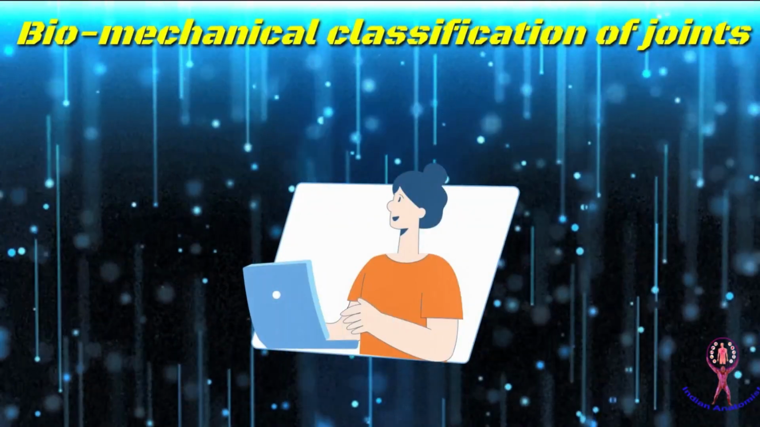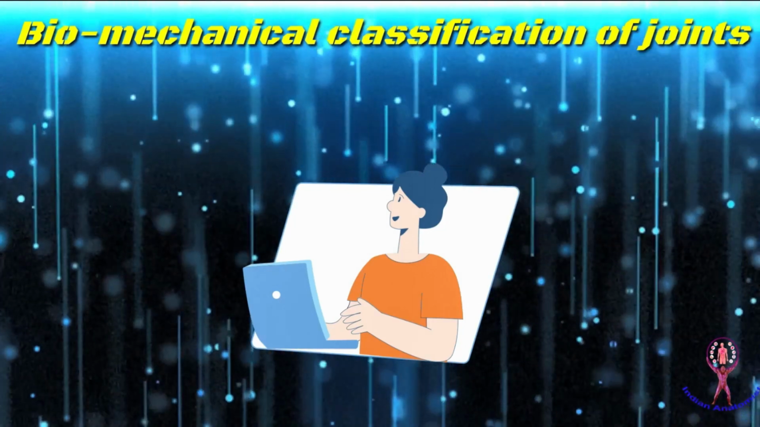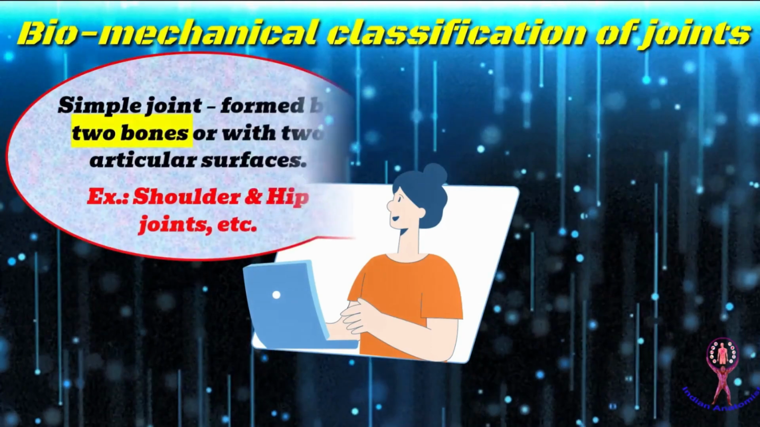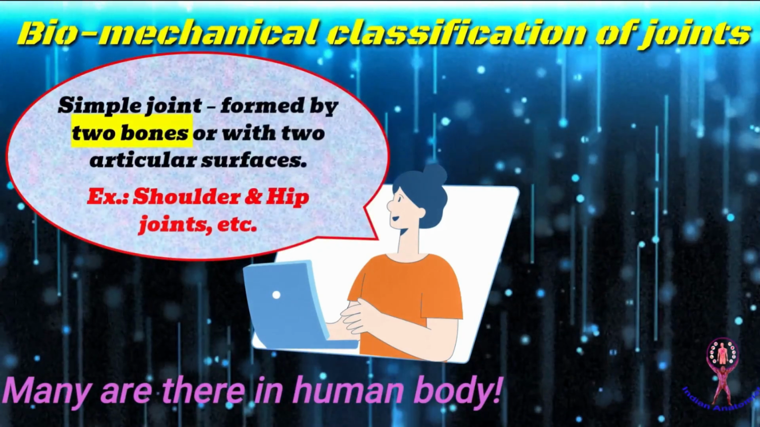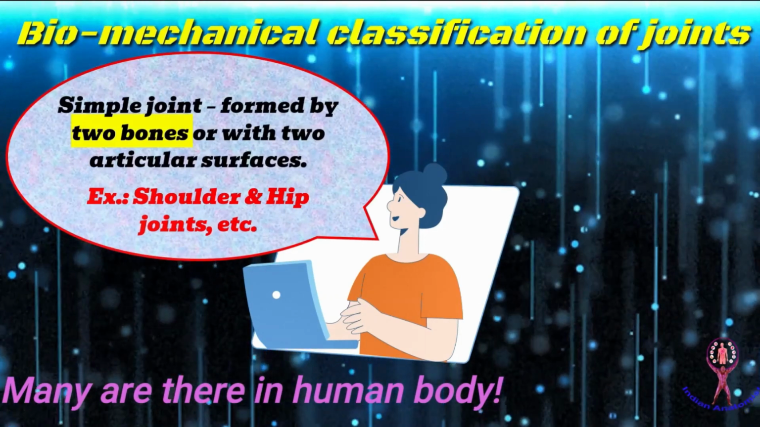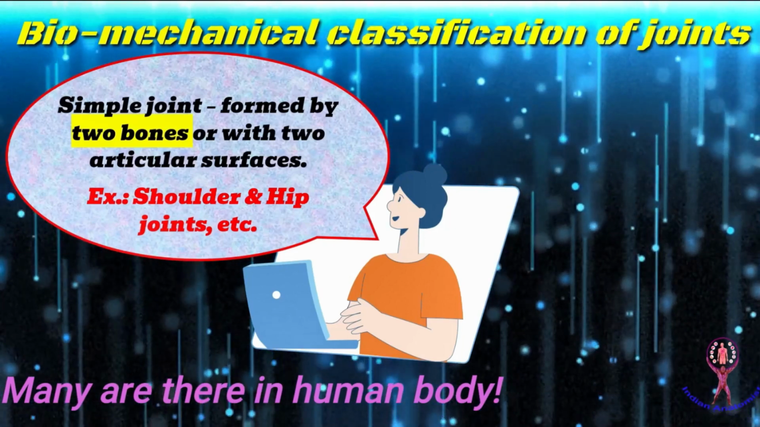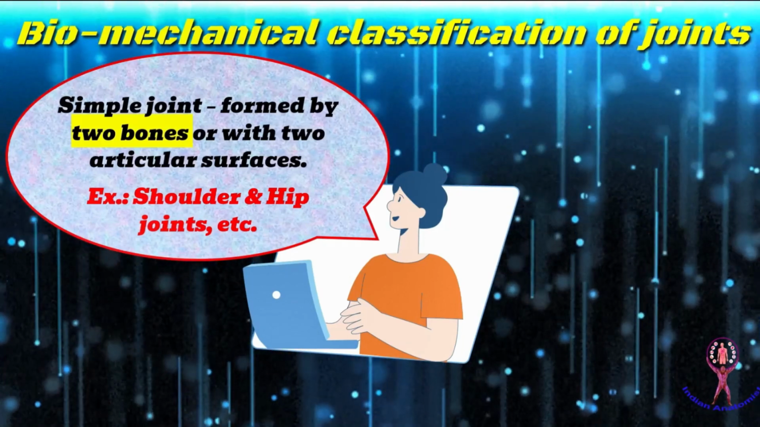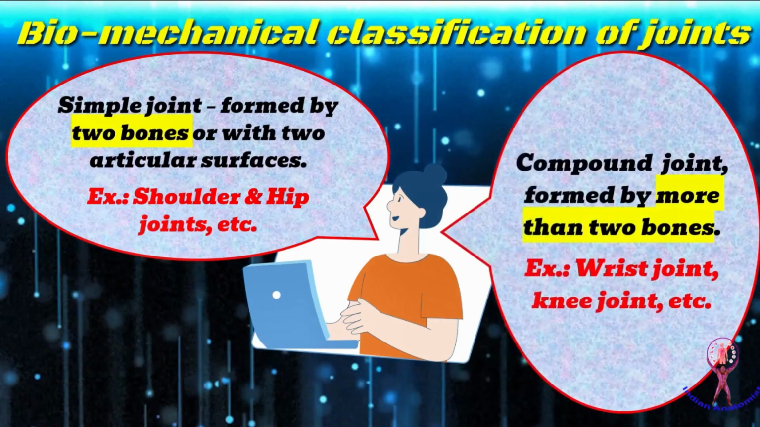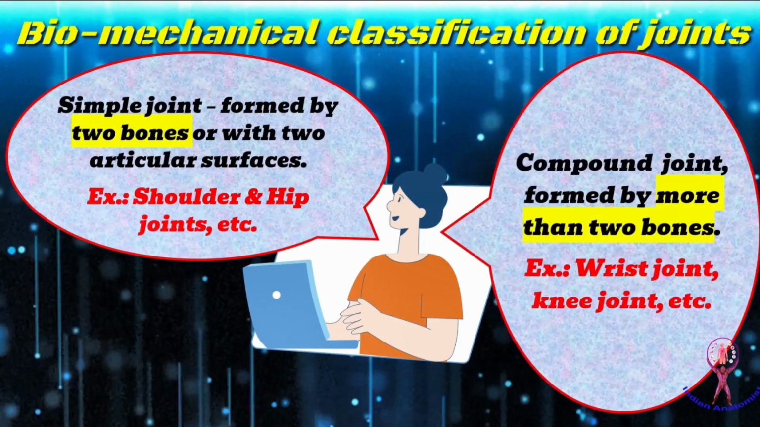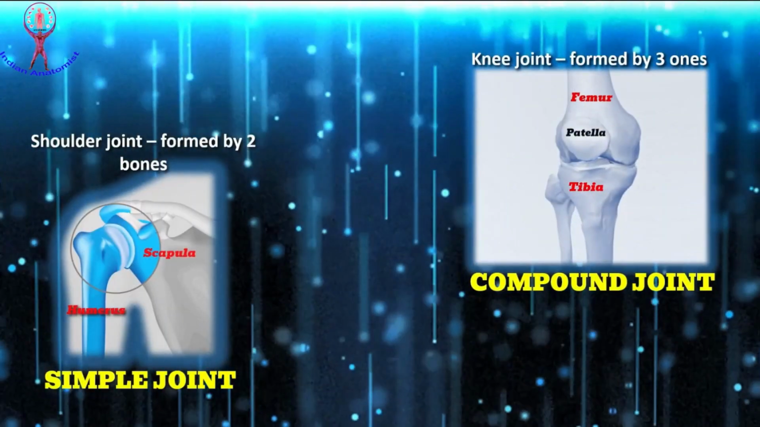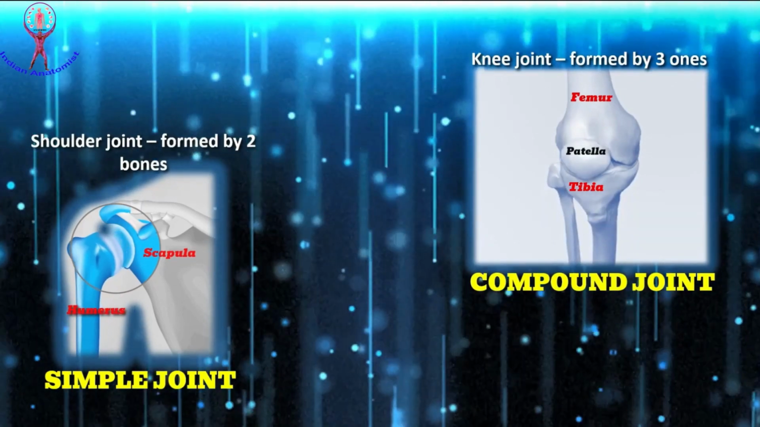The final and third variety of joint type is the biomechanical classification. In this type, joints are classified into 2. 1. Simple joint, formed by two bones, or with two articular surfaces, and the examples are the shoulder joint, hip joint, etc. Number 2 is compound joint, which means formed by more than two bones. Examples are the wrist joint, knee joint, etc. Here are the examples of simple joints and compound joints.